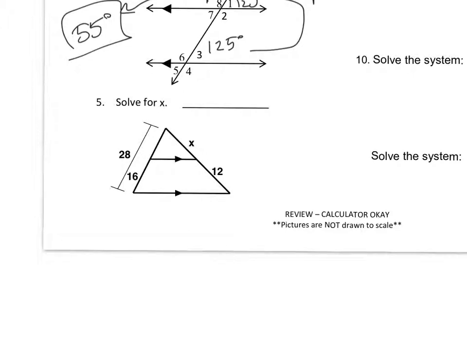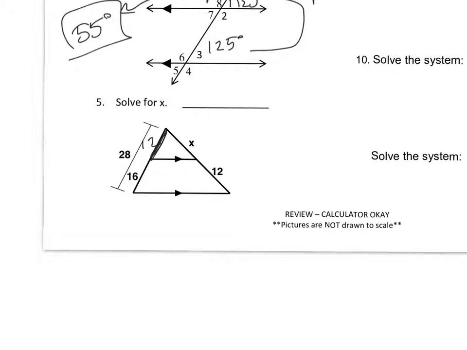Okay, solve for 5. We just learned this lesson. Okay, so now we can set up a proportion, because it says that if a line is parallel to the third side, then it divides the sides proportionally. But here's the deal. 28 is the length of the whole side, where x is just the length of the part of the side. So we need to figure out this part before we can set up a proportion. So if 28 is the whole and 16 is the part, then that missing piece right here is 12 units long.